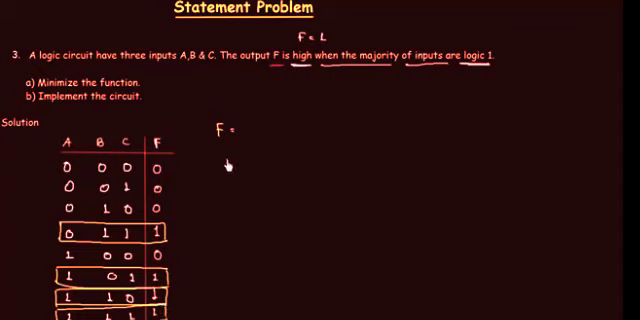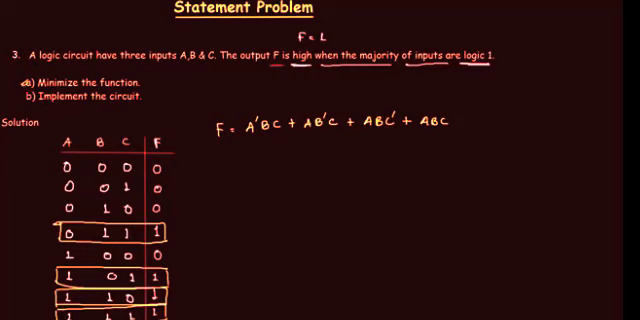I hope you remember the minterms. For the first case, we have A as 0, B as 1, C as 1. So A complement B C. For the second case, we have A as 1, B as 0, C as 1. So A B complement C. For the third case, we have A as 1, B as 1, C as 0. So A B C complement. And for the last case, all the 3 variables are high. So A B C. So we have the function, but we want to minimize the function.